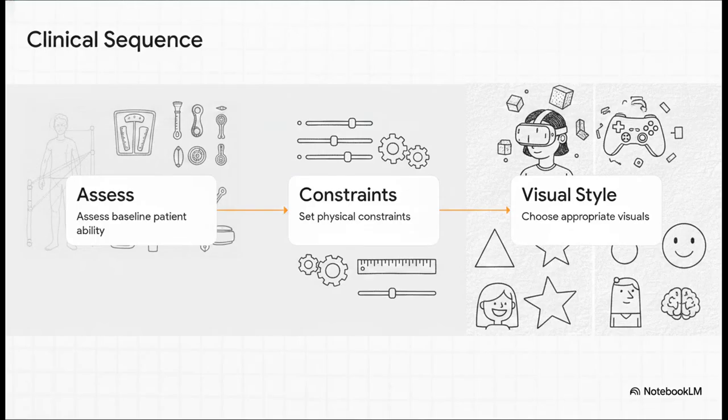Setting up a session follows an exact clinical sequence. Step 1, you assess the patient's baseline ability. Step 2, you set the physical constraints within the software. But step 3, choosing the visual style, now that is something uniquely digital. A younger patient might love highly realistic 3D graphics for sure, but older patients or those with cognitive impairments might actually find realistic VR way too overwhelming. For them, selecting a simplified, 2D, cartoon-like visual style improves comprehension and keeps them engaged without causing visual overload.